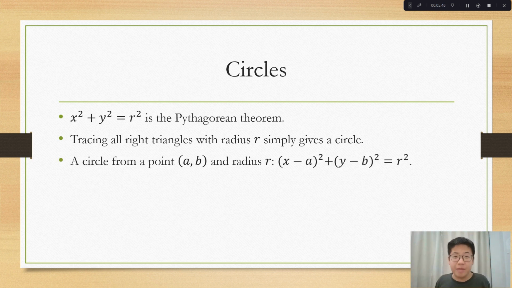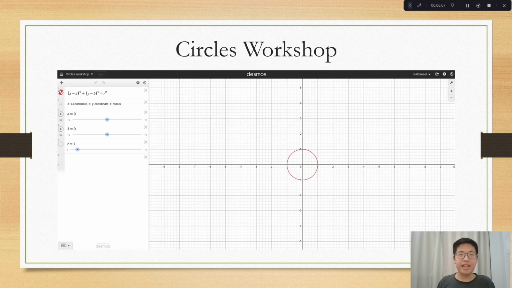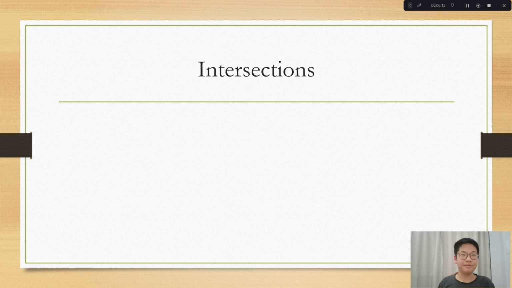So a circle with center (a, b) and radius r. This one's using transformations. You get (x minus a) squared plus (y minus b) squared equals r squared. And you expand this, you have this. Ain't that nice? Keep in mind there's no xy term, and the coefficients of x squared and y squared are both 1. This is what happens when you see a circle. And by the way, I also have another program in Desmos called Circles Workshop, which is basically some circles.